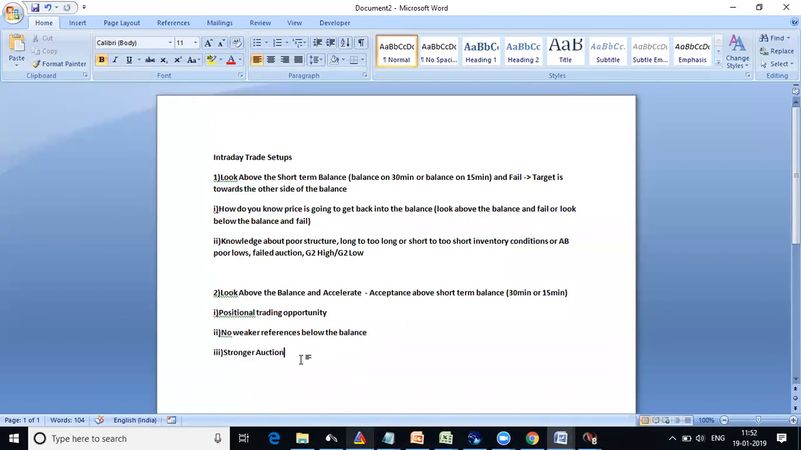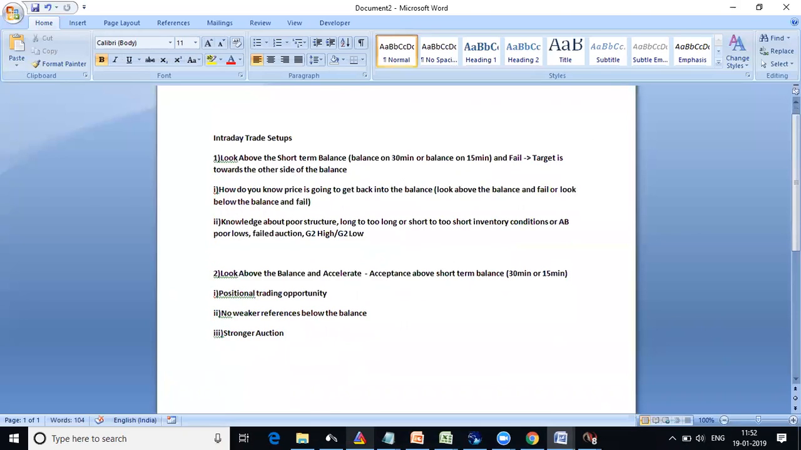Okay, so now let's move on to the next topic. The next topic is all about monitoring the ABC activity. Under ABC setups, we have a variety of trading setups. All these setups are meant for intraday players.